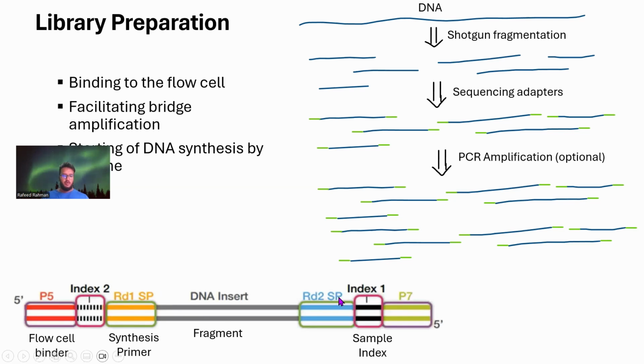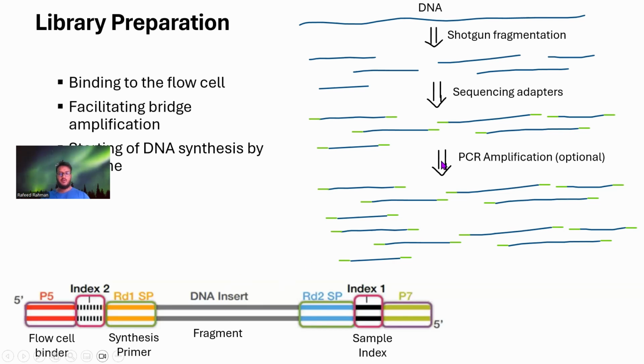Now RD1 is read 1 and RD2 is read 2. Obviously you're wondering that if we need only one primer to start the synthesis process, then why do we have two primers right here? I will not give you this answer right now, but when I show you read 1 sequencing and read 2 sequencing, then you probably will understand this process a bit better. Okay, so that is the library preparation step.